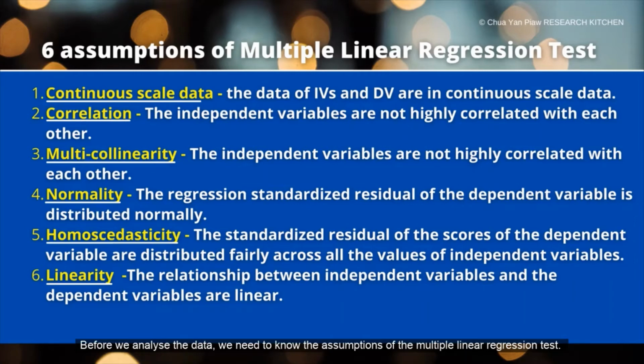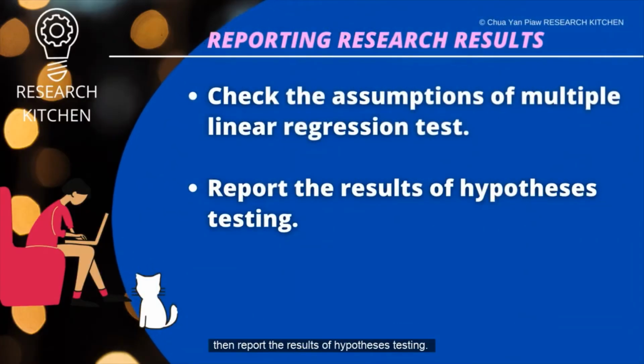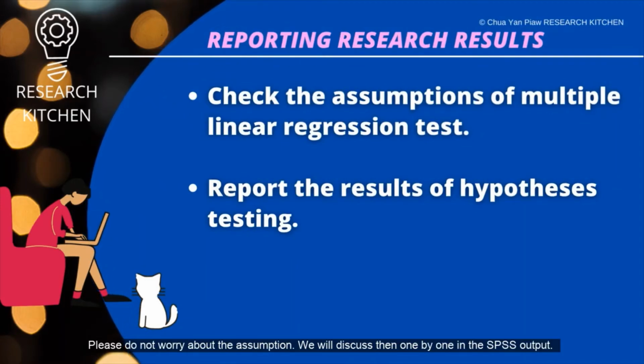Before we analyze the data, we need to know the assumptions of the multiple linear regression test. There are 6 assumptions of multiple linear regression test as indicated in this slide. In reporting the result of the analysis, we will first check whether the data meet the assumption of multiple linear regression analysis. Then, report the result of hypothesis testing. Please do not worry about the assumptions. We will discuss them one by one in the SPSS output.